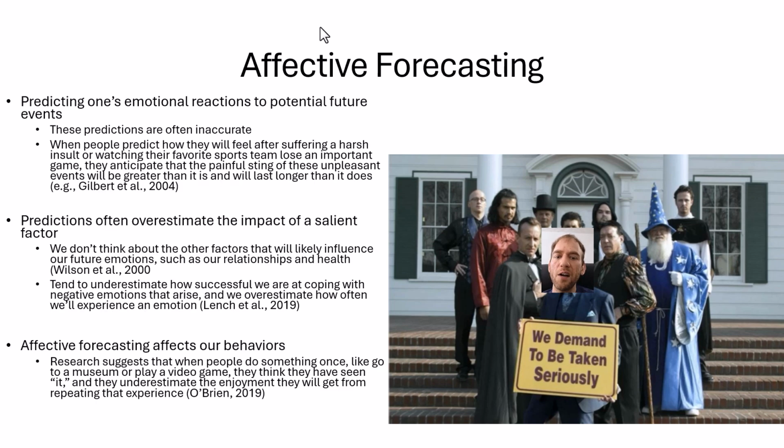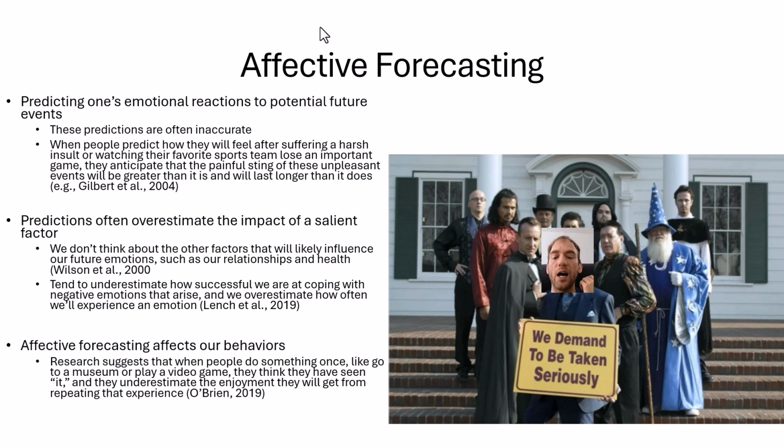Affective forecasting, predicting one's emotional reactions to potential future events. However, these predictions are often inaccurate. For example, when people predict how they feel after suffering a harsh insult or watching their favorite football team lose an important game, they anticipate that the painful sting of these unpleasant events will be greater than it is and will last longer than it does. So we can have trouble thinking through, and errors can occur.